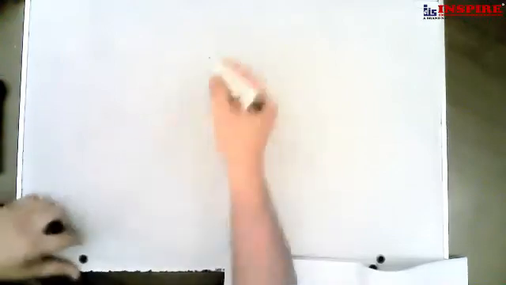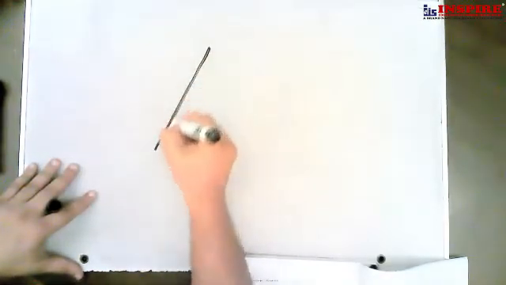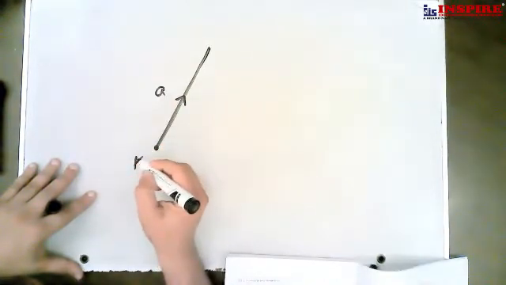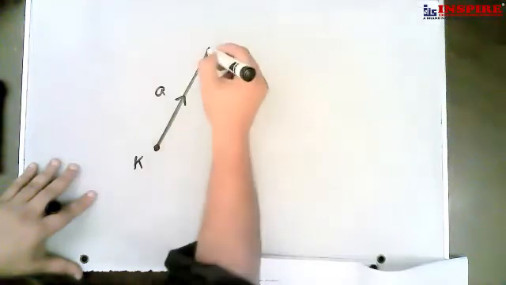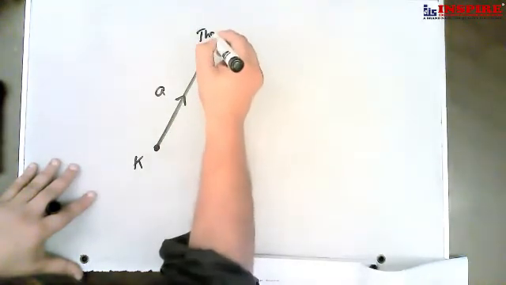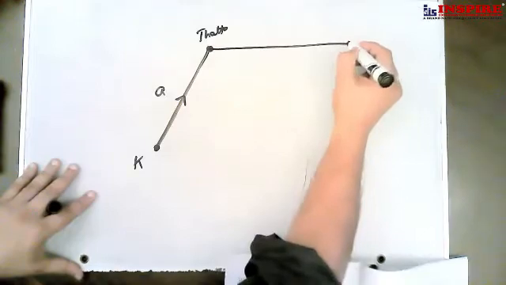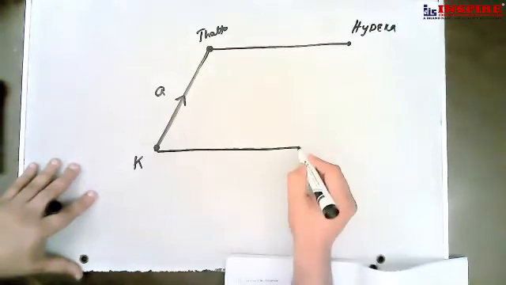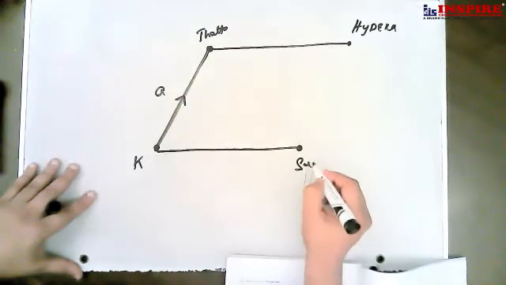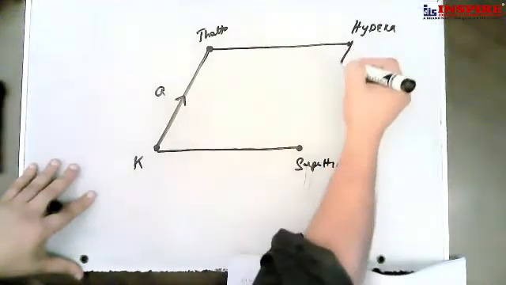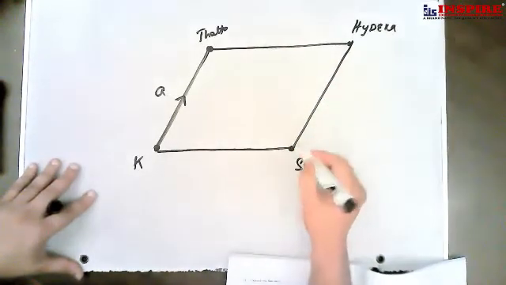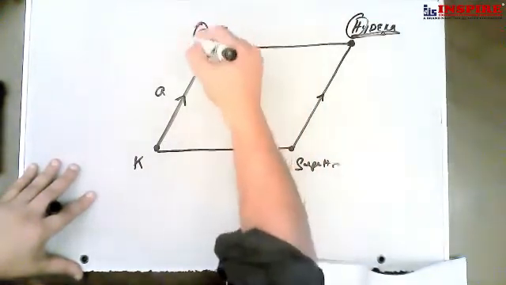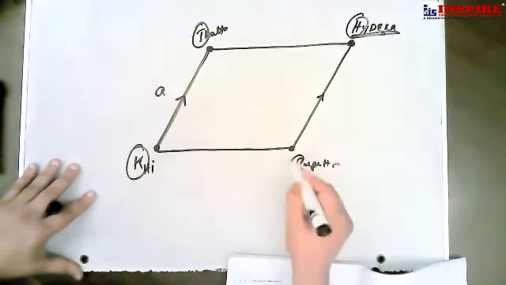Let's understand this. Vectors is very easy. This is vector A. I'm sitting in Karachi. I'm going to Thatta, and from Thatta I go to Hyderabad, or I go from there to Super Highway, and from Super Highway I go to Hyderabad. Let's call these H, T, Karachi, and S.